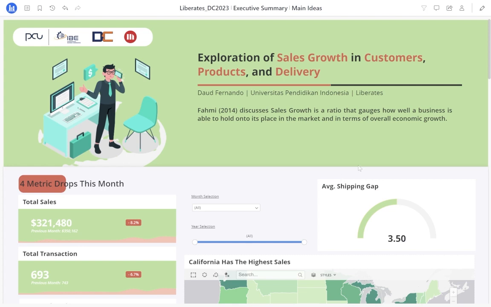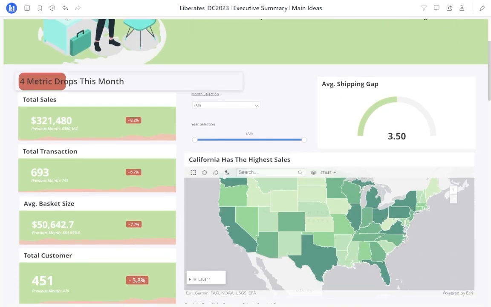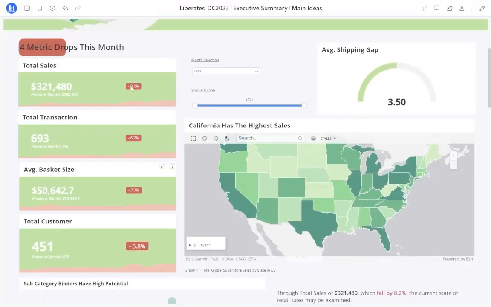The first part will display the title of the entire dossier, namely Exploration of Sales Growth in Customers, Products, and Delivery. Quoting an article written by Fahmi in 2014, sales growth is a ratio that gauges how well a business is able to hold onto its place in the market and in terms of overall economic growth. That is why the five main metrics that need to be examined are total sales, total transactions, average basket size, total customers, and lastly, the average distance between when an order was made and when it was sent.